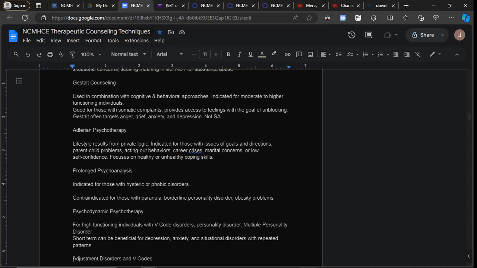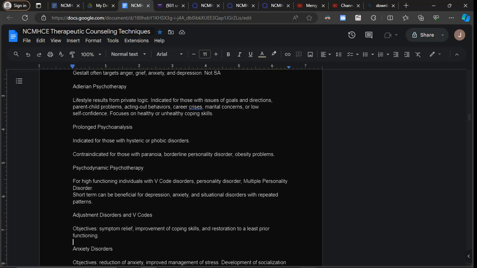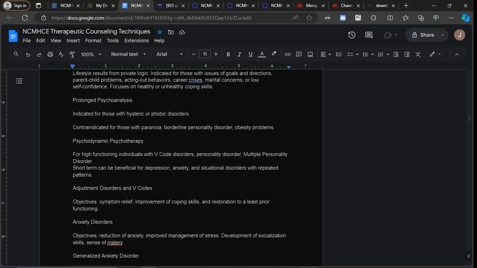Prolonged psychoanalysis is indicated for those with hysteric or phobic disorders, and contraindicated for those with paranoia, borderline personality disorder, and obesity problems. Psychodynamic psychotherapy is for high-functioning individuals with personality disorders, multiple personality disorder. Short-term can be beneficial for depression, anxiety, and situational disorders with repeated patterns.